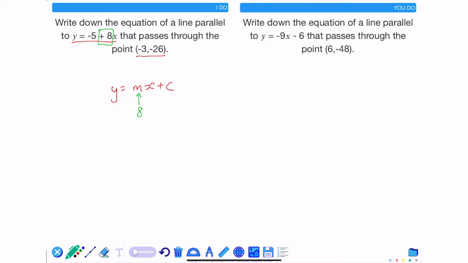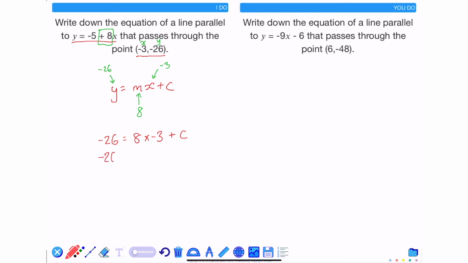Looking at what else I've been given in the question, I also know that for a coordinate, x is -3 and y is -26. Substituting these values in, I know that -26 is equal to 8 times -3, and then I add on c. Having substituted in the values, I can see that the only thing that I've got left is c.